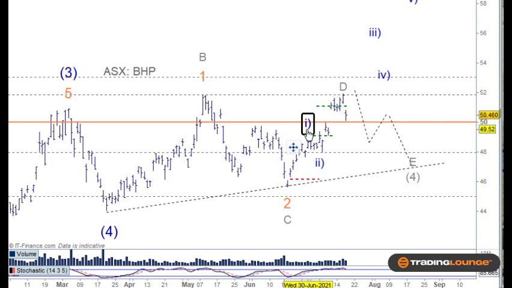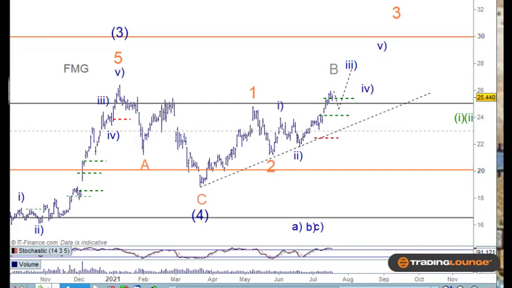So I think we need to remove these guys. We can bring them over here. We'll need to look for an ABC pattern up there for that D wave, so I'll rearrange all of that, but at least you know where we are with that. And Fortescue as well. This B wave that I talked about up here is probably the case.